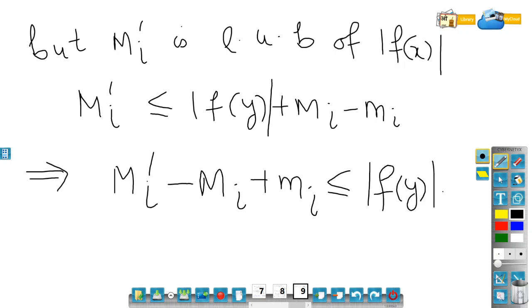Now what I did, I fixed the y. Now I will release that. If I release the y, then this f of y will now be variable. So here I have released the y. That's very important. So this is true for all y belonging to xi minus 1, xi.